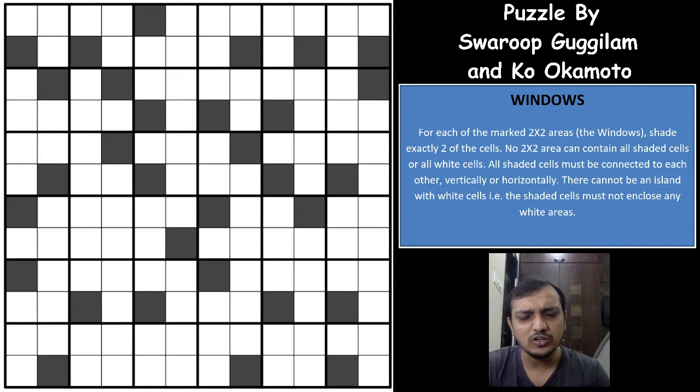And the moment you have a shaded cell given in a 2 by 2 region, the opposite diagonal cell of that region will have to be unshaded, because now this cannot be shaded. The moment you shade this, you form a checkerboard pattern, right? So which means that for all the shaded cells that are given in the grid, the diagonally opposite cell in that 2 by 2 region will be unshaded. So you can directly mark those.